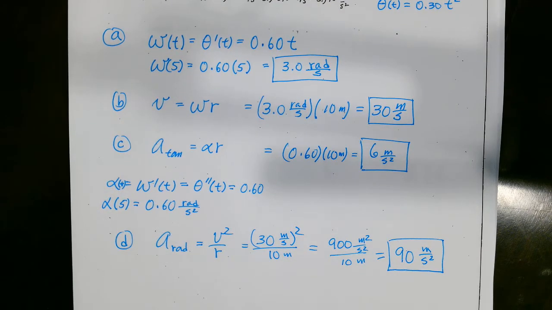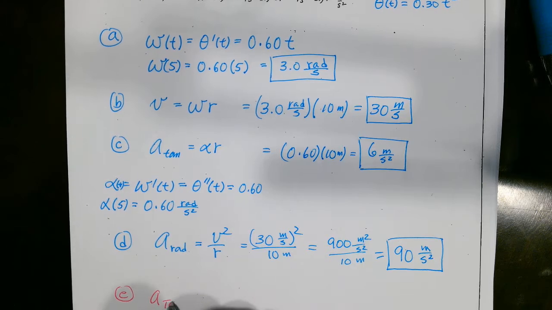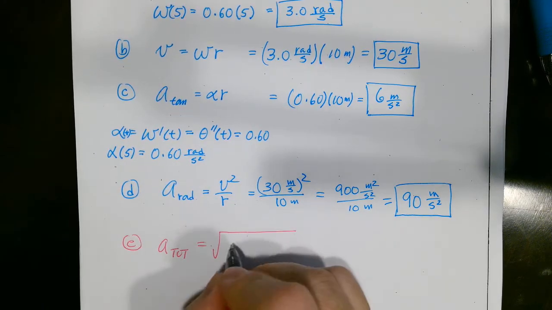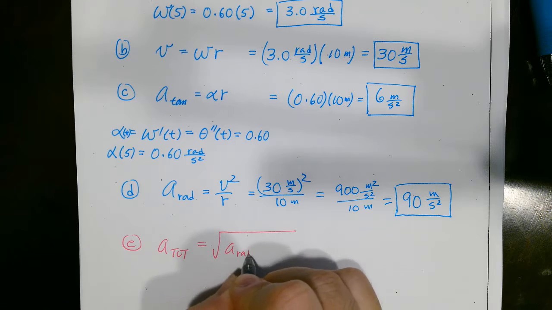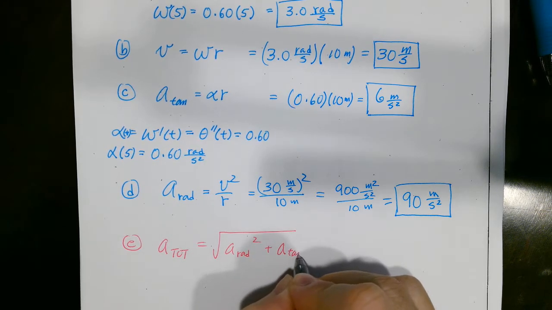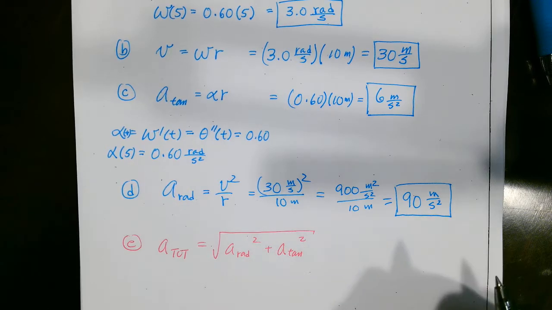Okay. And if I were to ask you for, I know this wasn't asked, but part E, what is the magnitude of a total? I could ask that, right? If I ask that, that's easy, Mr. Kim. That's simply the square root of a radial squared plus a tangential squared. Duh, right?